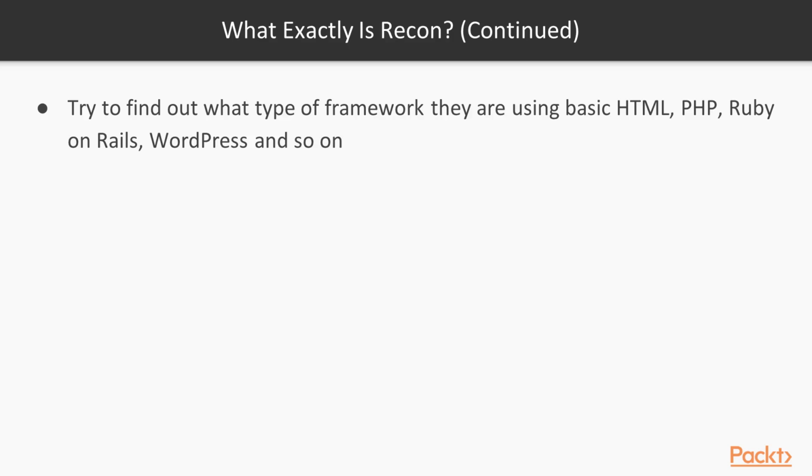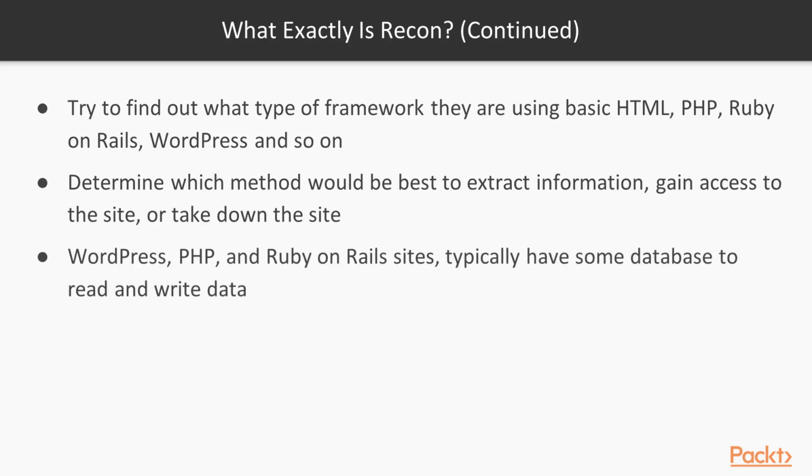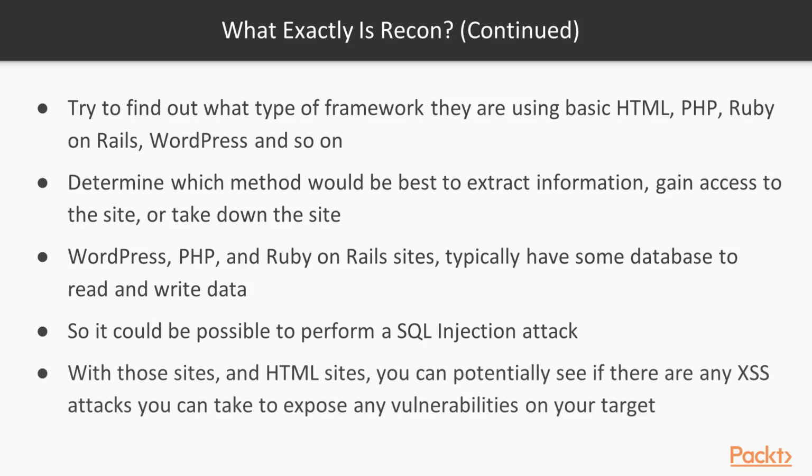So now once you have an understanding of what they have been building on and with, then you can determine which method is best in order to extract the information or gain access to the site. Or like I said, just take the site down completely. That is all up to you and the scope of work that you are paid to do. So like I was mentioning with WordPress, PHP, Ruby on Rails, typically they have a database structure set up somewhere, somehow, some way. Your job is to do an SQL injection attack and get access to it. Now with those sites and the HTML, you just see if there's any cross-site scripting attacks, expose any vulnerabilities or weaknesses on the server or the web application itself.